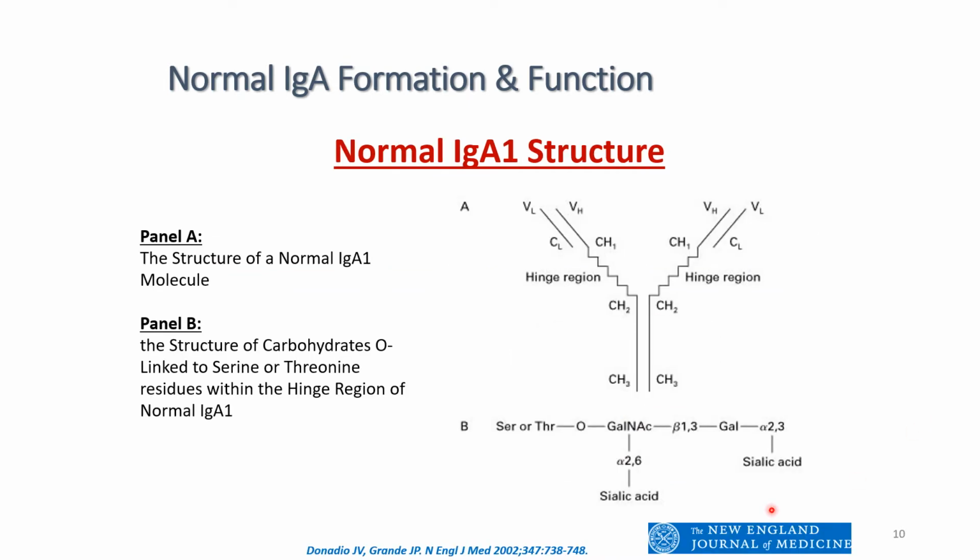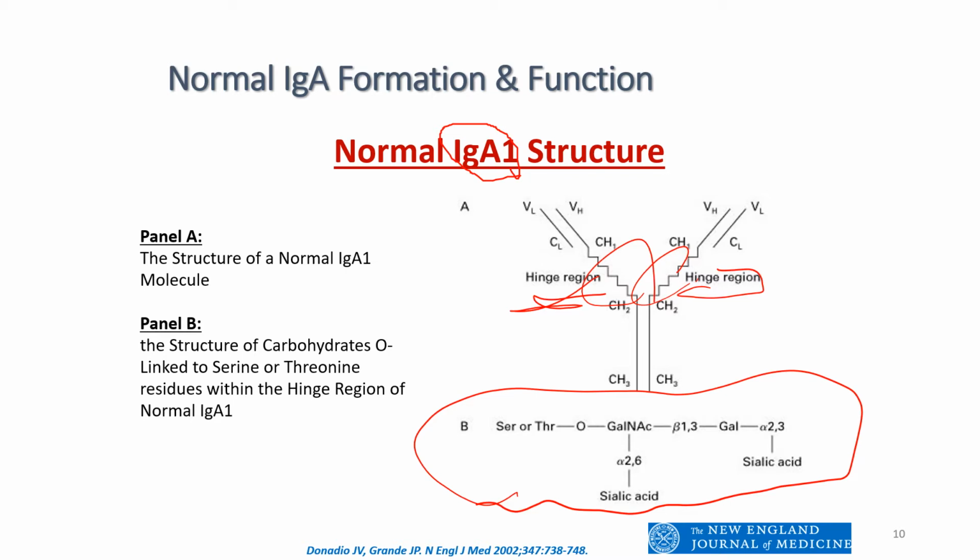This is the normal structure of IgA. I will not go in depth for the normal IgA1 structure, but I want you to see here what is called the hinge region. This area is called the hinge region. And in picture B, this is the classical shape or structure of the hinge region. This is a normal one.